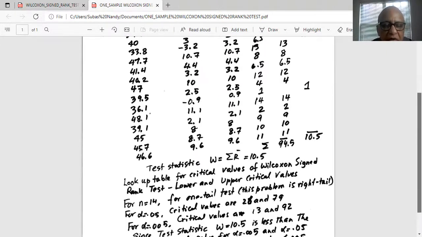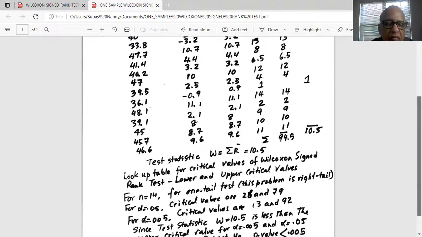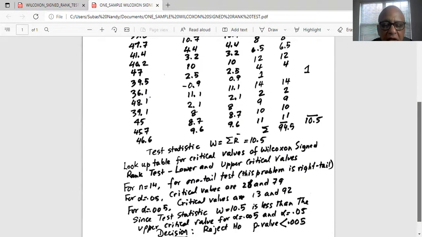And for alpha equal to 0.05, critical values are 26 and 79. I'll show you the table at the end of this problem. And for alpha equal to 0.005, the critical values are 13 and 92. Since the test statistic W equal to 10.5 is less than the upper critical value for alpha equal to 0.005.